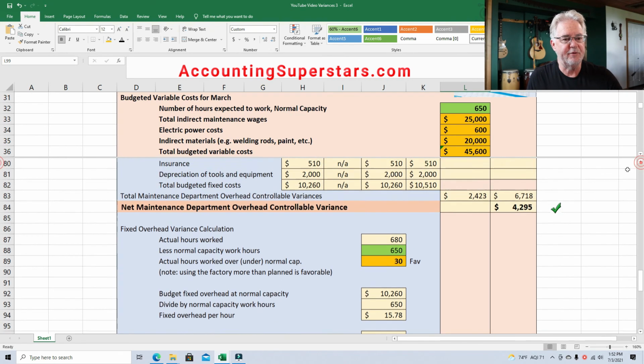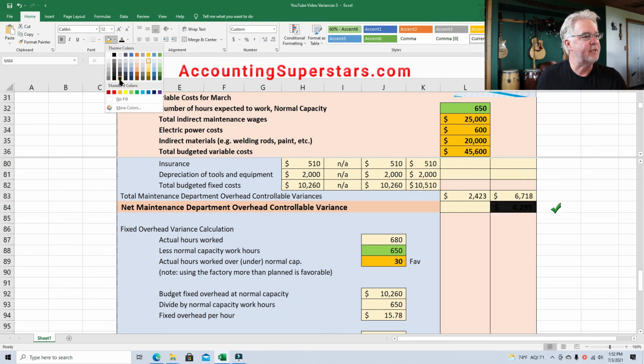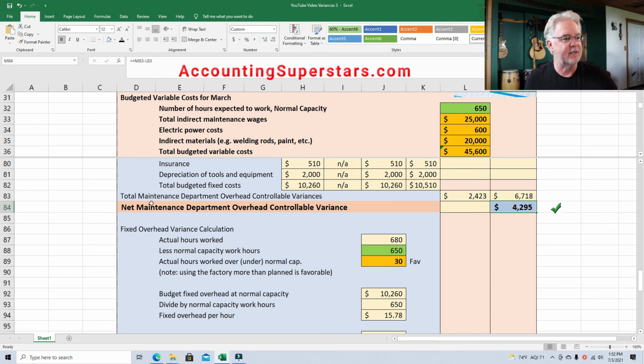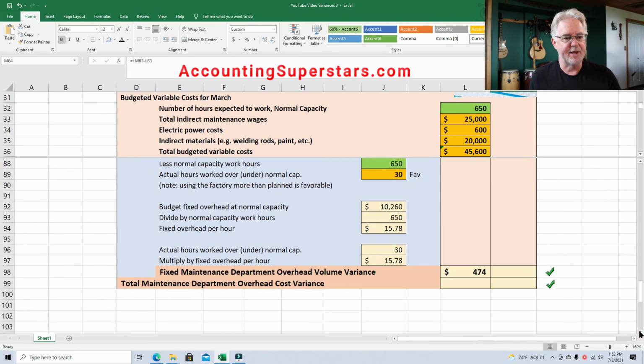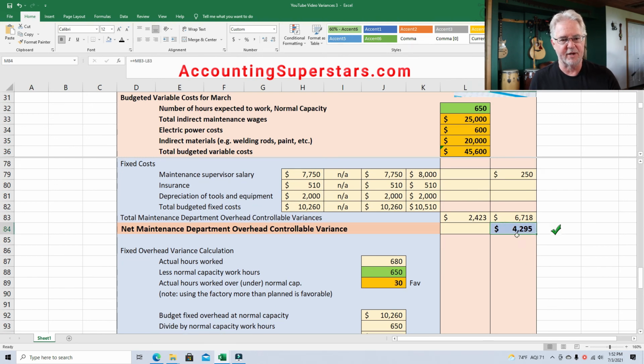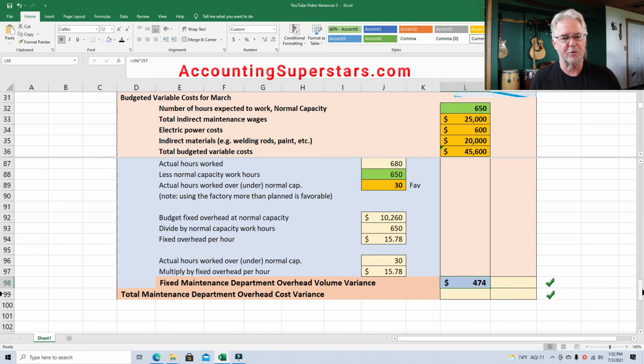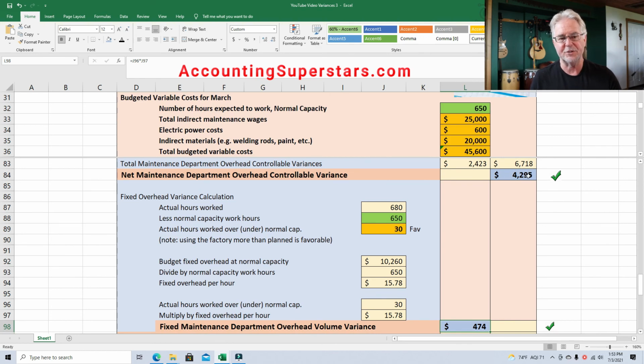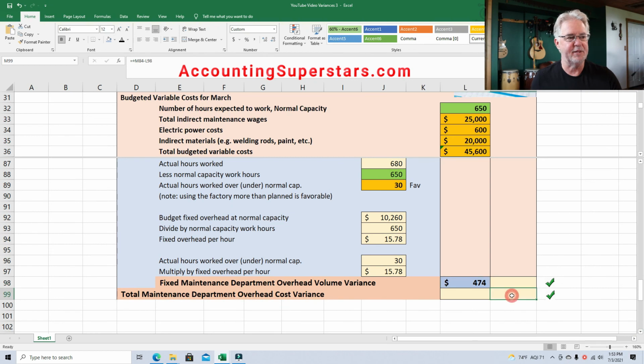So here's what we have. We've got this grand total right here. And I think I'm going to put it in a bluish color, just so it stands out a bit. So we have this variance here, the net maintenance department overhead controllable variance, 4,295. That's the controllable variance because it's thought of as being controllable by the maintenance department. And down here we've got the volume variance, meaning they got more efficiency out of their factory. Right there. So what we're doing is netting this unfavorable variance with this favorable one. In other words, we're going to find the difference between the two. The difference between 4,295 and 474 ends up being on the unfavorable side at 3,822. And that's the total variance.